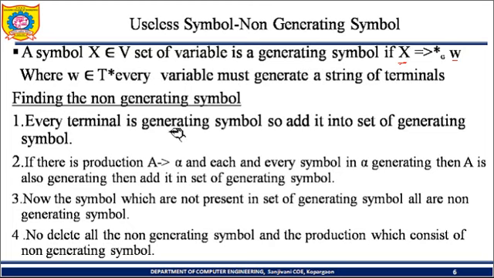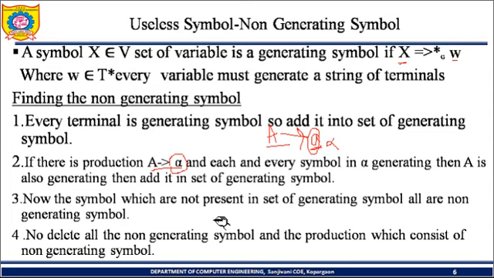Every terminal is a generating symbol, and we should add it into the set of generating symbols. Second, if there is a production A tends to alpha and each and every symbol in this alpha is generating, then A is also generating. For example, A tends to small a. Every terminal in the given grammar is generating, so as small a is generating, capital A is also generating, and we need to add it into the set of generating symbols.